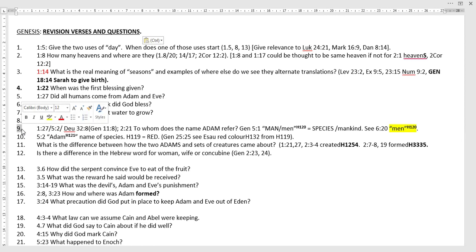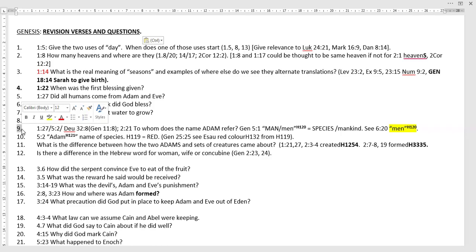Question number 10. Adam named the species. The word Adam has an association with the words men and man, but again, we won't go into the Hebrew language there. The name of the species means red, and this is relevant to Esau, because we're going to see Esau comes out red. So Adam is from the earth, he came from the earth. It's not that the earth is black. As people say, oh, Adam was black, no, it's red, not black.